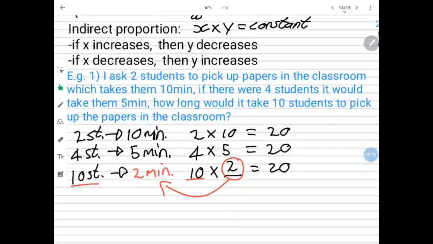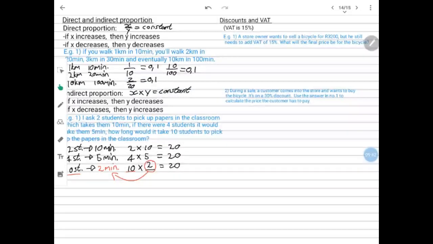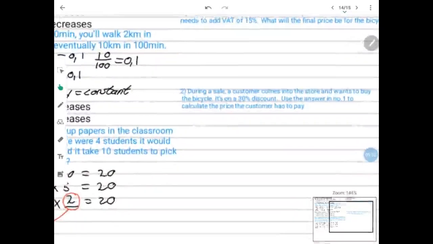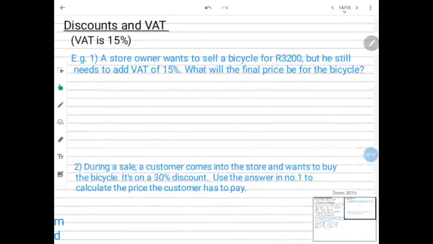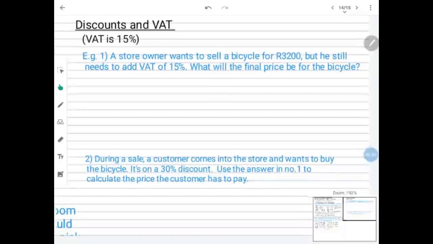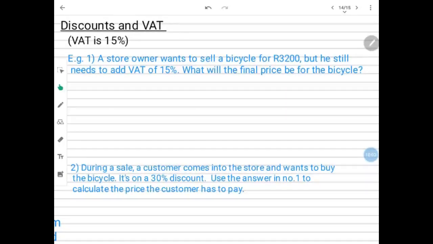Now let's go on to discount and VAT. Please make sure that you write down these notes in your textbook, in your exercise books. You have to have the notes and the examples. It's important for when you're doing your calculations. If I'm going too fast, then pause the video and go back or just watch the video again. But please make sure that you get all the videos, all the notes.